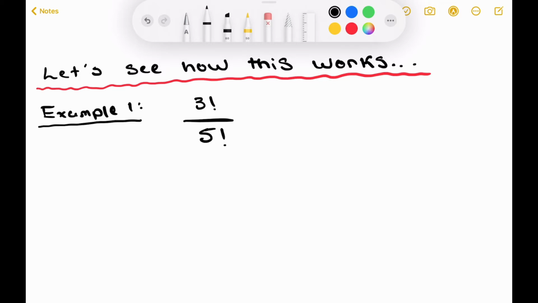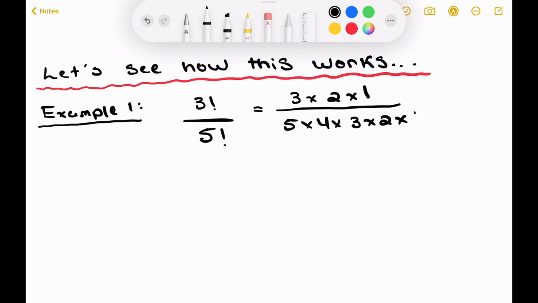So we know that factorial notation, or the exclamation point next to a number, is going to expand these numbers. So what I can do is actually rewrite this form that we have here. So if we have in example 1, 3 factorial over 5 factorial, let's write that out in expanded form. So we have 3 times 2 times 1 all over 5 times 4 times 3 times 2 times 1.